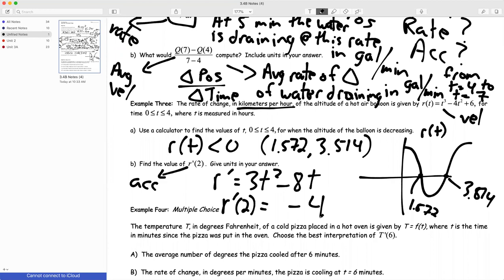And then I need my units, okay? And again, this is like an acceleration because I'm taking the derivative of the rate. So the units for my velocity were kilometers per hour. So this would need to be kilometers per hour squared. Okay? We all good?